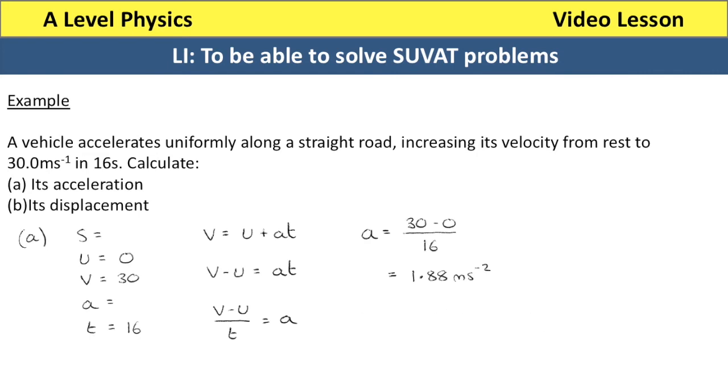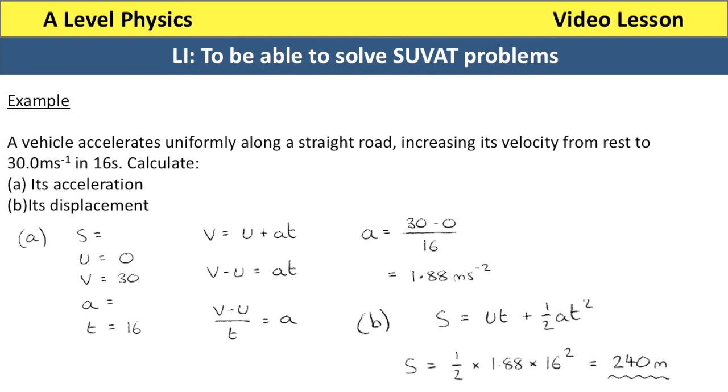Now for part B, we want the displacement. So I'll use the equation S equals ut plus a half at squared. Now the good thing here is that the value of u is 0, so ut actually just disappears, so I end up just doing a half multiplied by 1.88, which was the acceleration from the previous part of the question, multiplied by the time of 16 squared, and that comes out with an answer of 240 metres.